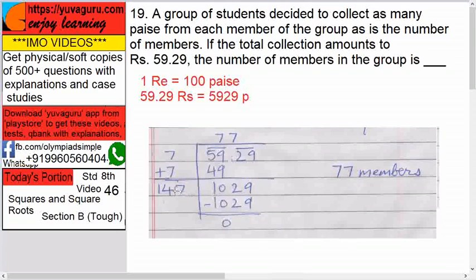First try the first number, dividing with this first number. So 102 upon 14, 14 sevens are 98. Try with 7. So it becomes 77 and you get the square root. So 77 members and each member has given 77 paise only.